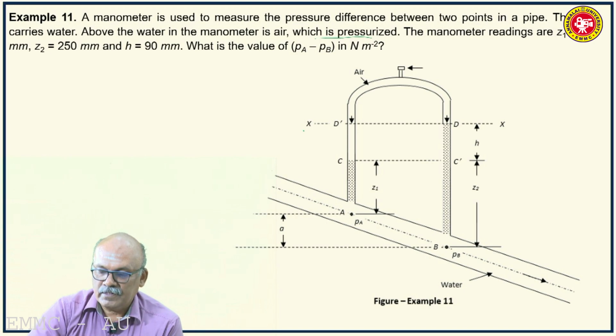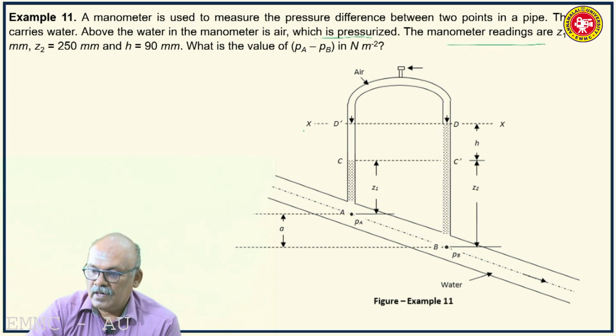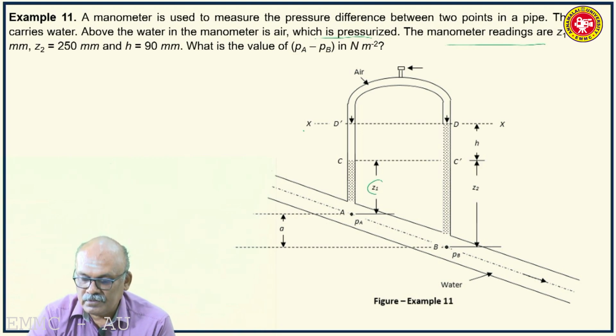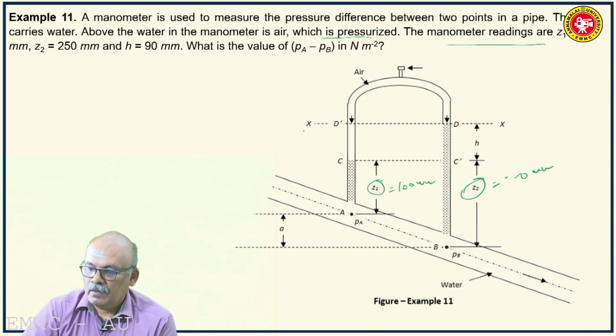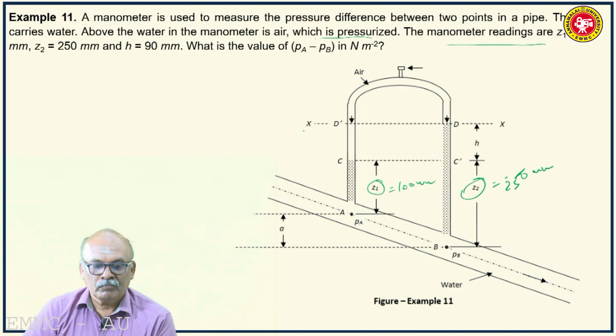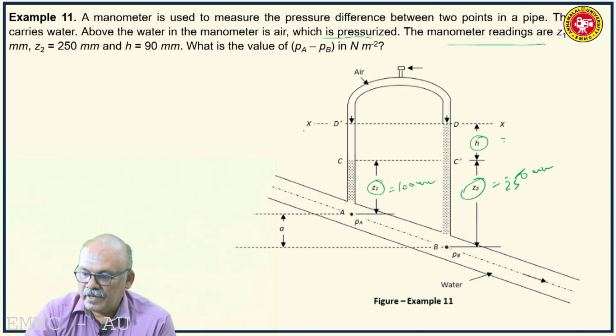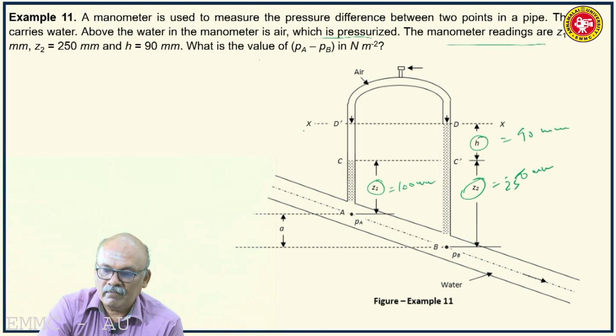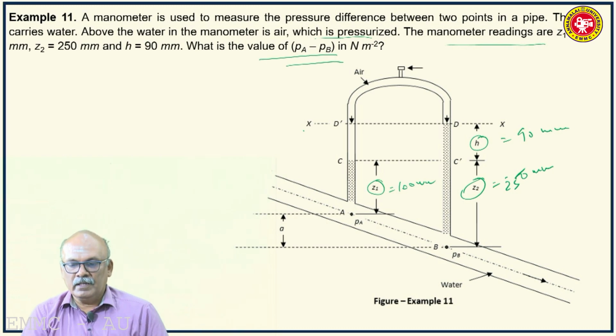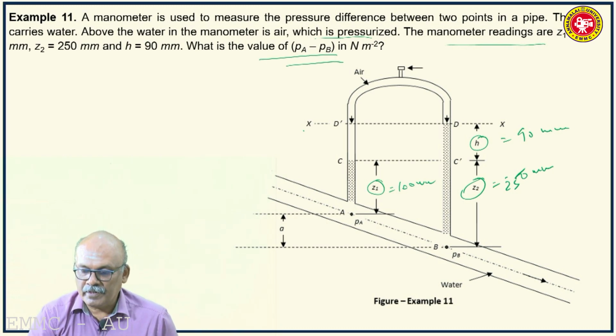When the pressures are transmitted through the limbs, the manometer readings are Z1 equal to 100 millimeters, Z2 equal to 250 millimeters, and H is equal to 90 millimeters. What is the value of Pa minus Pb in Newton per meter square? So, you are asked to find out the pressure difference between A and B in Newton per meter square.